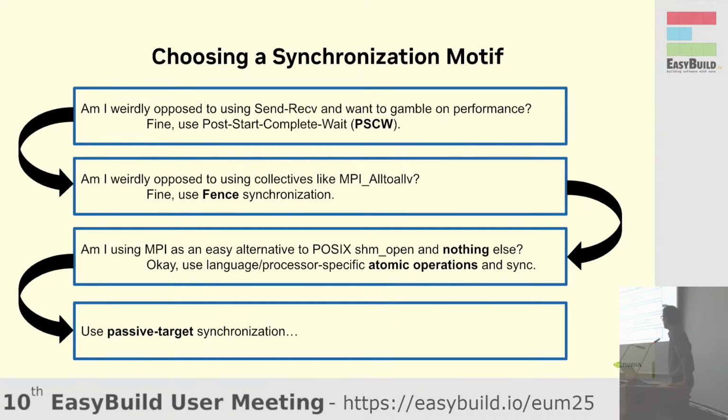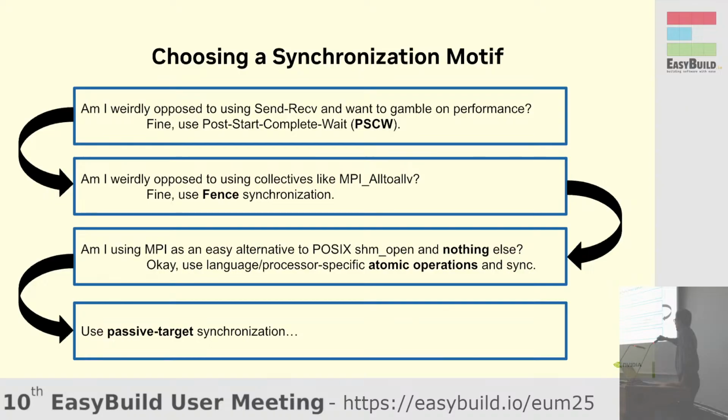Second, are you weird and do you not want to use all-to-all V to do an unstructured collective? If you are weird and also want to gamble on performance, fine, you can use fence synchronization. Otherwise, don't use it. There are no good reasons to use post-start complete wait and fence at this point. I'm not aware of any optimization, and the workload arguments for using them are negligible, and the performance gamble nukes any of the potential merits of using those features.